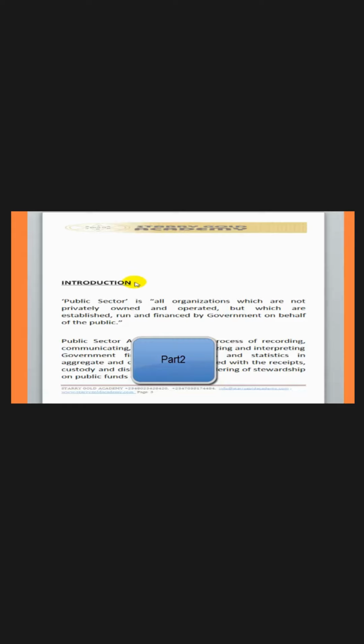As we said earlier, we're looking at the introduction to public sector accounting and finance. The first thing we're going to look at is to understand what is public sector. What is public sector?